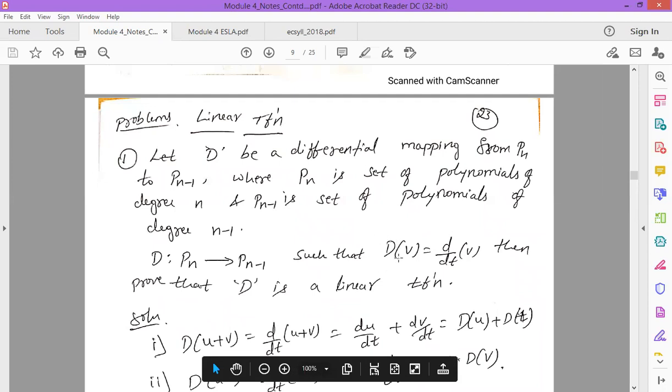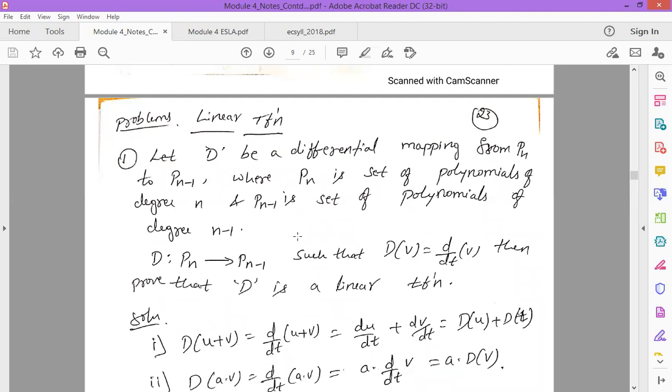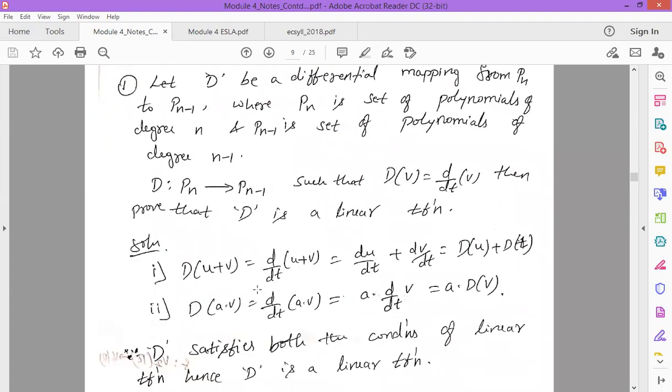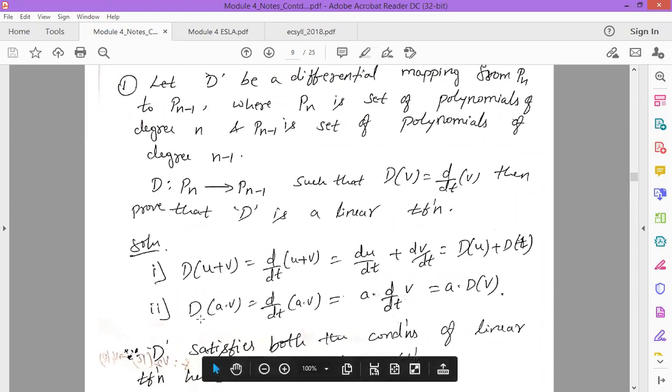So here D represents the differential mapping. Whatever differentiation operation you are going to perform, we need to show that it is a linear transformation operator. In order to show this, we have to check the addition as well as the multiplication. So first we are going to consider the addition operation.